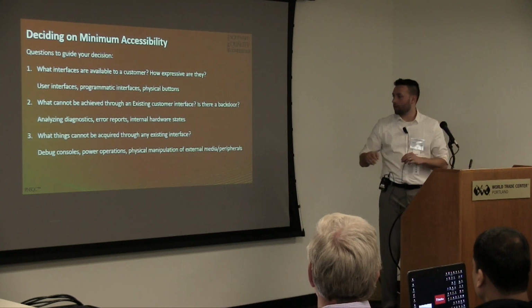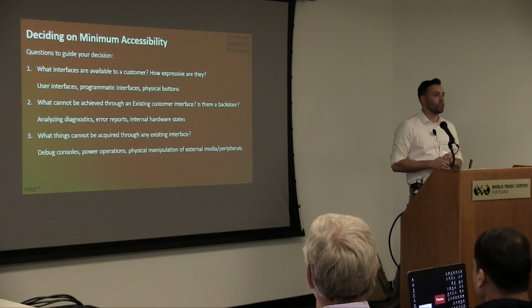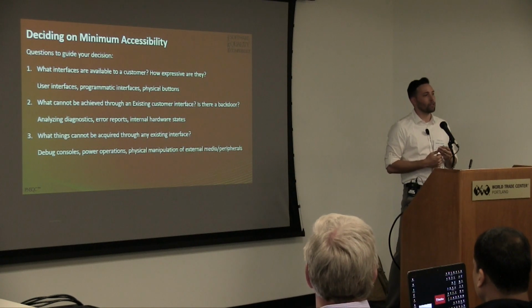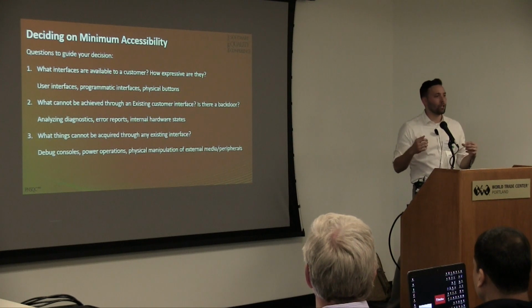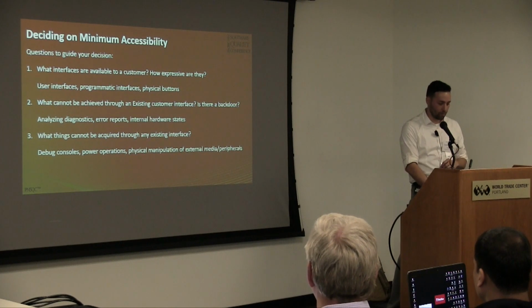Really, the third thing here, when you think about the things that can't be accessed through some sort of existing interface, those are really your high-value things. Those are the things that you should think about when you're talking about minimum accessibility. What should I make an exception for from a customer-facing scope?